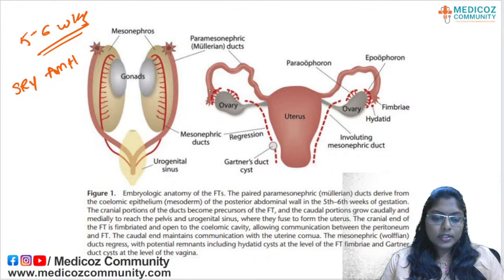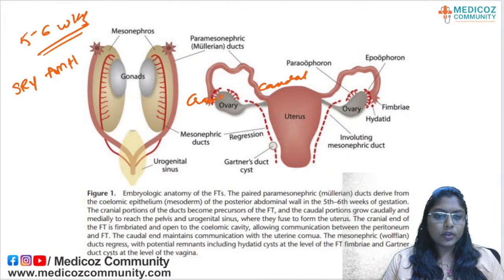This is the fallopian tube, to which the gonads, that is the ovaries, are hung in the coelomic cavity, which allows communication between the peritoneum and the fallopian tubes. The caudal end maintains the communication. This is the caudal end of the fallopian tube and this is the cranial end. The caudal end communicates with the uterine cornua. The Wolffian duct will completely regress, and the potential remnants can be in the form of a hydatid cyst, or the remnants of the mesonephric duct are the Gartner's duct cyst.